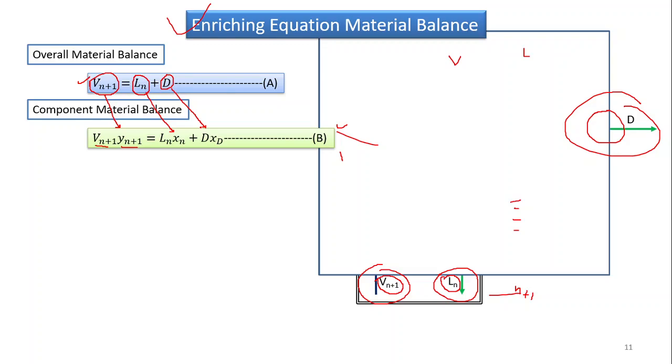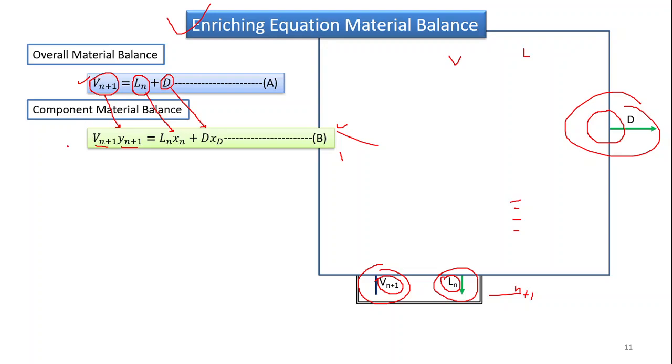So it is very clear: Vn plus 1 multiplied by Yn plus 1 gives the flow rate of A in the vapor phase. Ln multiplied by Xn means the flow rate of A in the liquid Ln, and plus D Xd means the amount of A leaving through the distillate. This is the component material balance.